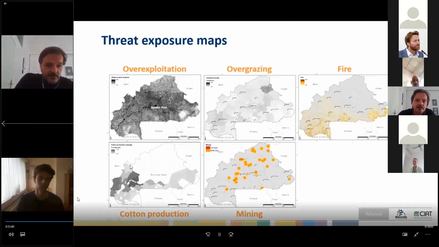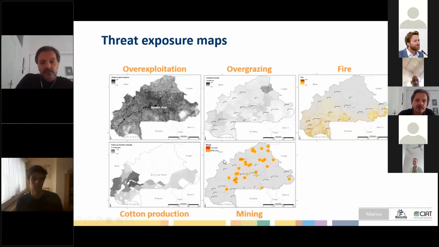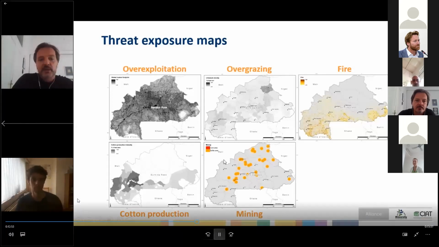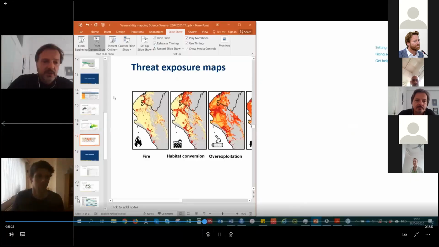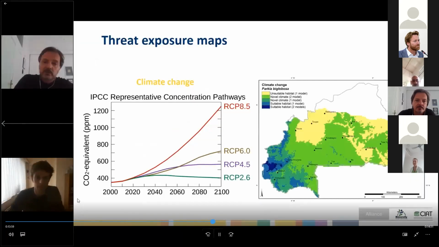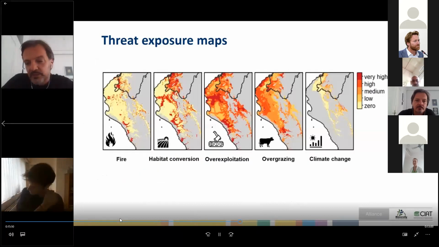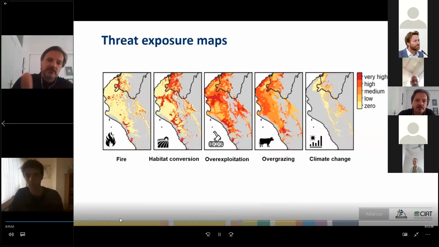Then agricultural expansion, you see here the cotton production intensity, and in the case of Burkina Faso, also the mining activities. Mining activity was an important threat. And at this point, I'm going to hand over from Burkina Faso to Tobias and his dry forests, but methodologically, it's still going ahead with this red line of the threat exposure map, and Tobias is going to guide you through the second part of the presentation.